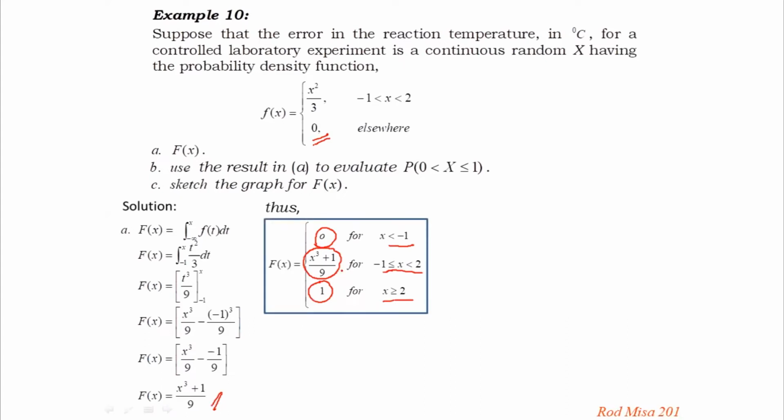Now letter B, find the probability of your random variable x from 0 to 1. So applying our definition, we have big F of 1 minus big F of 0.